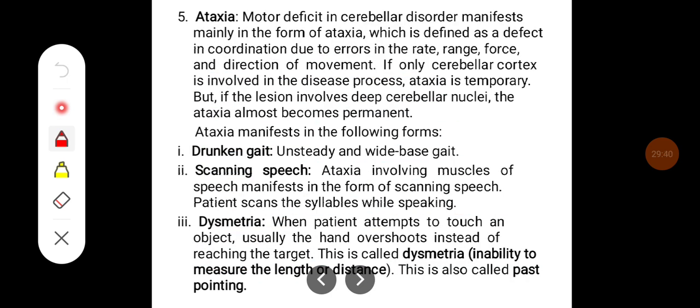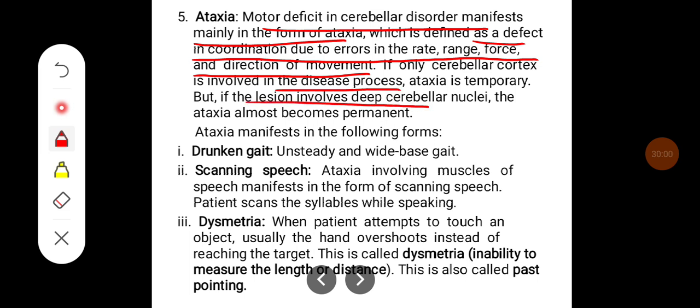There will be ataxia. Motor deficits in the cerebellar disorder manifests mainly in the form of ataxia, which is defined as the defect in coordination due to the errors in the rate, range, force, and direction of movement. If only cerebellar cortex is involved in the disease process, ataxia is temporary. But if the lesion involves deep cerebellar nuclei, the ataxia almost becomes permanent. Ataxia can manifest in the following form. It could be a drunken gait, scanning speech, or dysmetria.